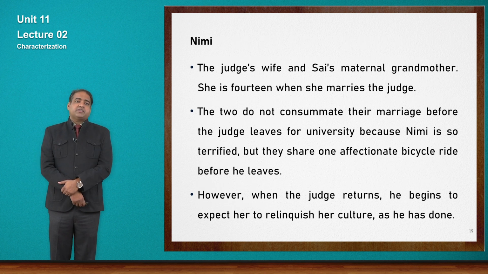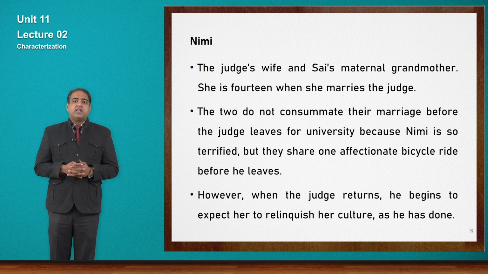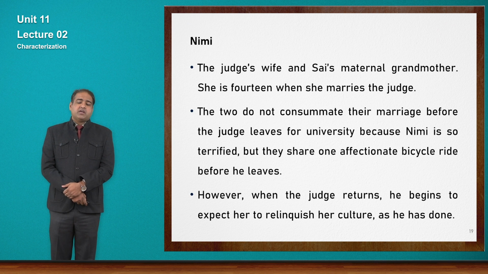We have another character in the story whose name is Nimmy. Nimmy is the judge's wife and Sai's maternal grandmother. She is 14 when she marries the judge. The two do not consummate their marriage before the judge leaves for university because Nimmy is so terrified, and they share one affectionate bicycle ride before he leaves.